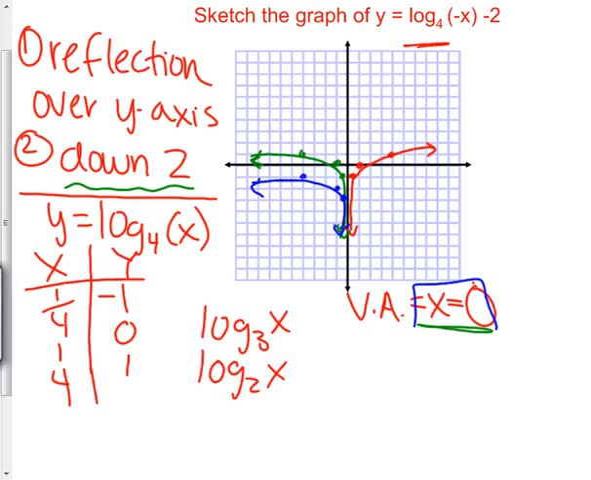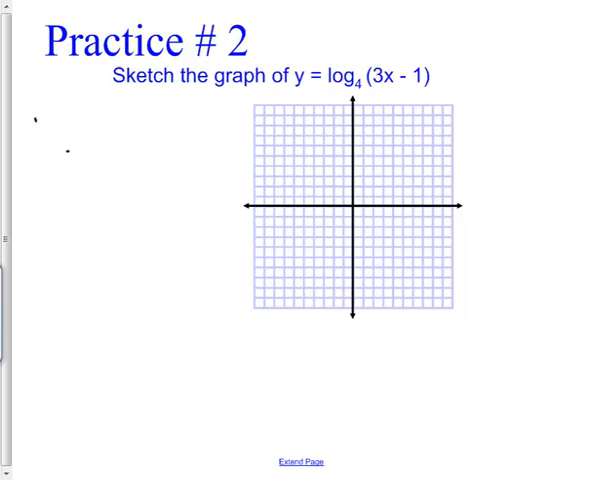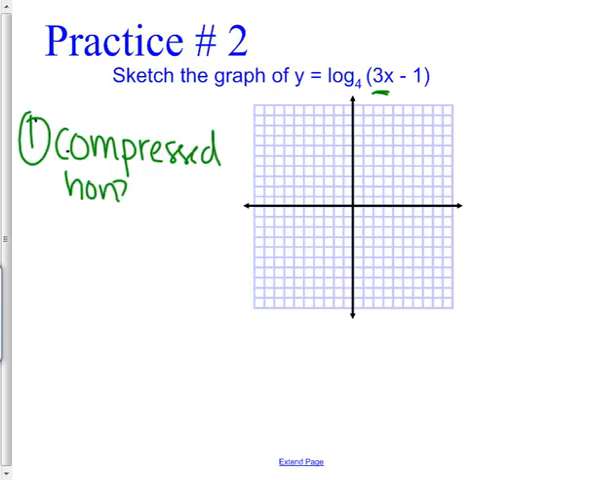Put this. So now we have y equals log base 4 of 3x minus 1. Let's first look at the transformations that we have. What are we doing to this? What's happening here? So it's compressed horizontally by 3. And then we are going down 1.